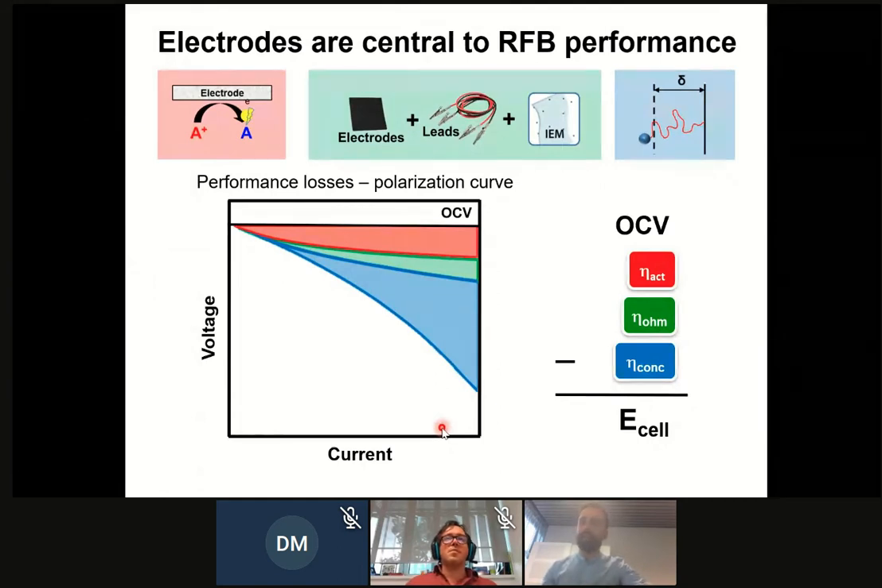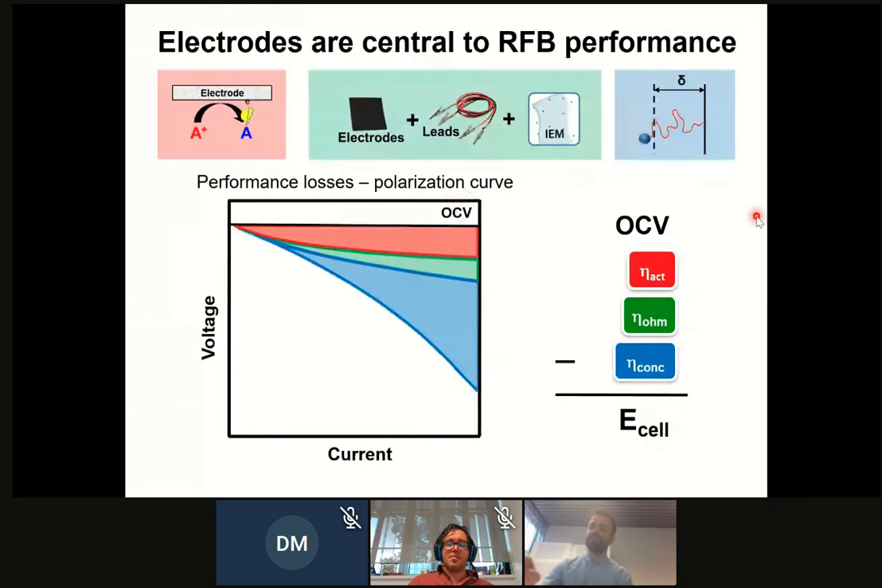We talk about activation overpotential. That one is related to kinetics. So remember that we have electrochemical reactions happening on the interface between those carbon fibers and the liquid electrolyte. We also have ohmic losses, and those are related to ionic conductivity in the electrolyte through the membrane, and also electronic resistances. And finally, and most importantly, at high currents, we see concentration polarization or concentration overpotentials, because we start to deplete those active species near the surfaces of the electrodes, and therefore we see that concentration overpotential, right?